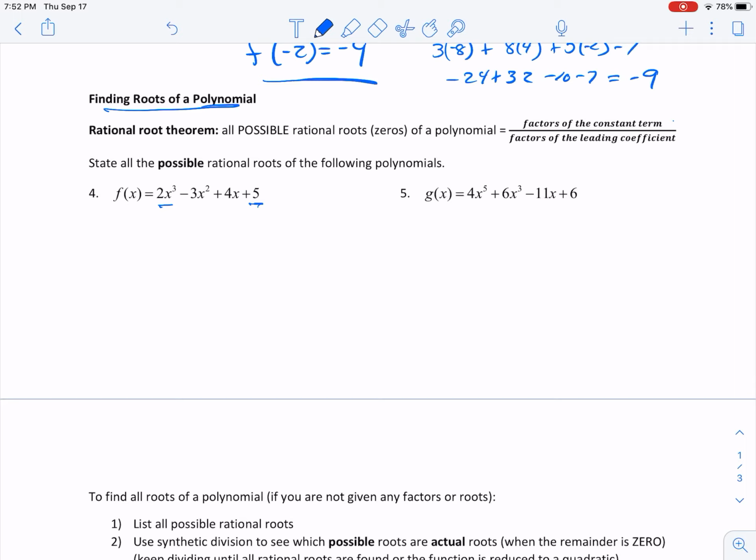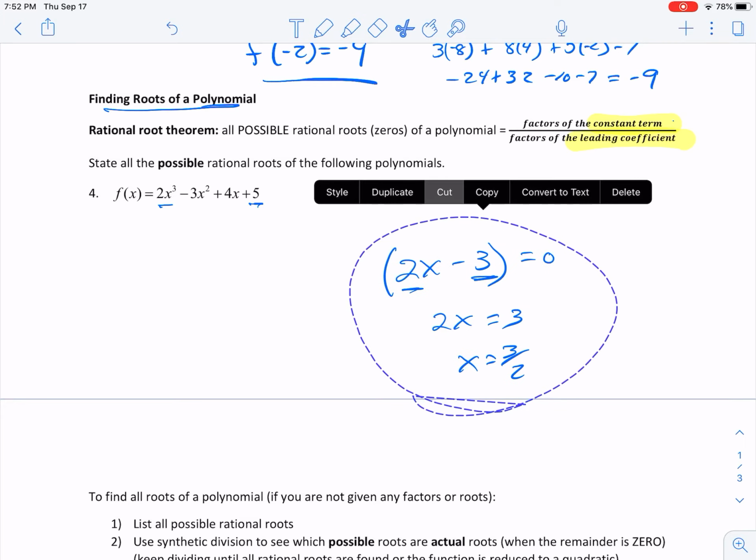Think about this before we do that. If this is a factor of a polynomial, you set it equal to 0 to find the roots. You get 2x equals 3, x equals 3 divided by 2. The constant divided by the leading coefficient. Okay? That helps make more sense to me.